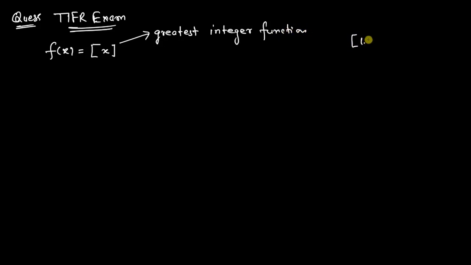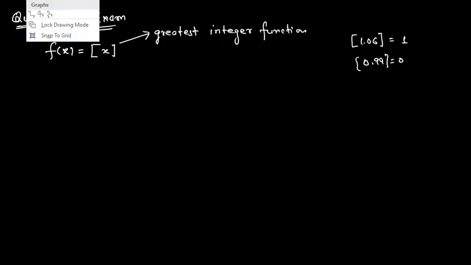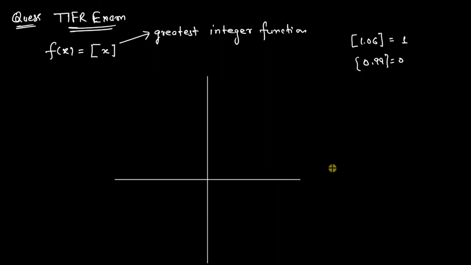Suppose its value is 1.06. This function will give you 1. If its value is 0.99, this will give you 0. So it means you have to write a function which is the greatest integer that is not larger than this number. For a more precise definition, you can look at Wikipedia or some other sources, but let me first plot this function so that you can have a pictorial view of it.